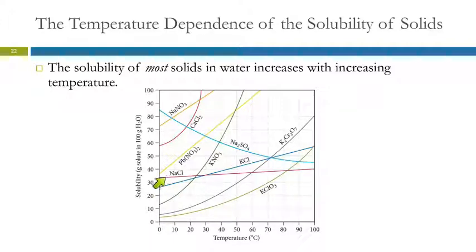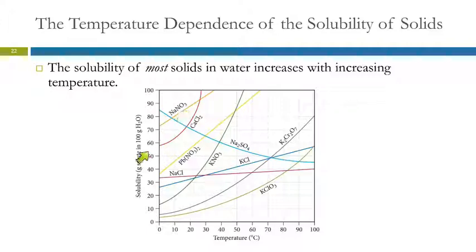Here's our friend table salt, sodium chloride. Solubility of salt in water does not vary much with temperature. It increases a little bit, but that's nothing compared to some of these. Potassium nitrate goes from around 13 grams per 100 grams at 0 degrees up to 100 grams per 100 grams at around 54 degrees Celsius. That's an equal amount of solid and water, and it will dissolve.